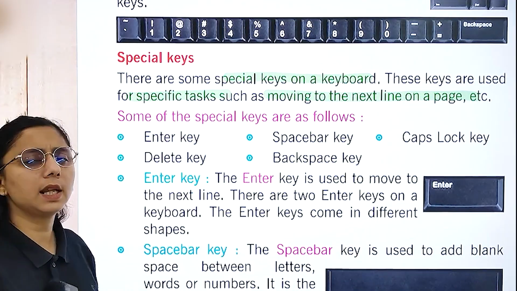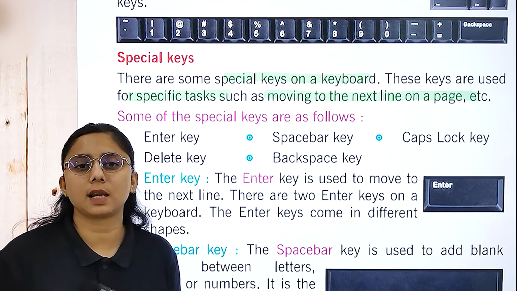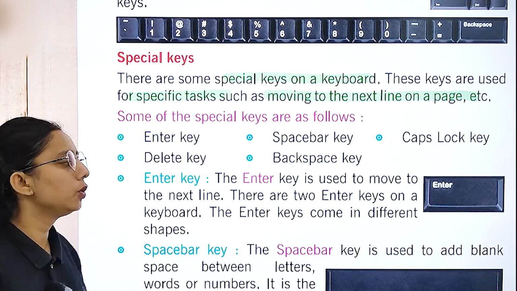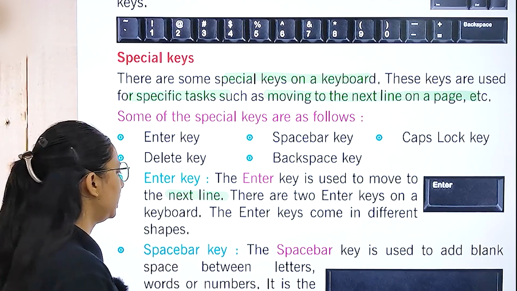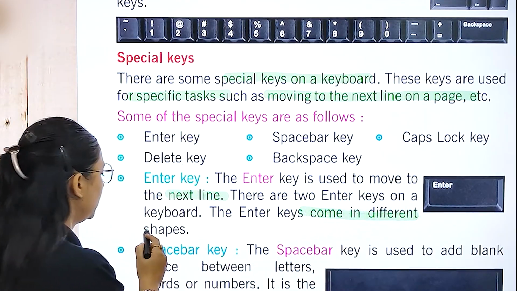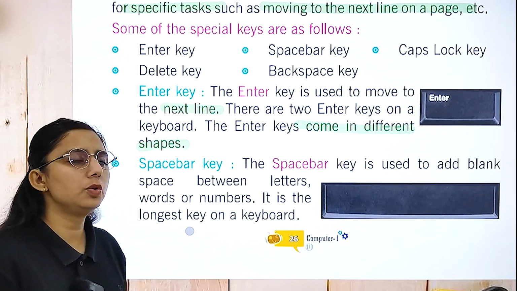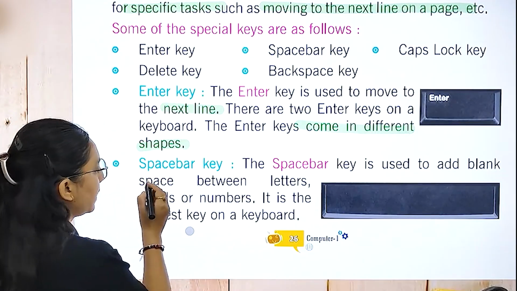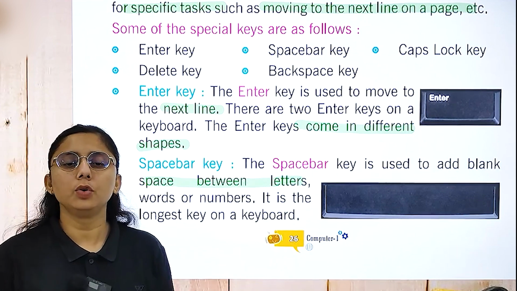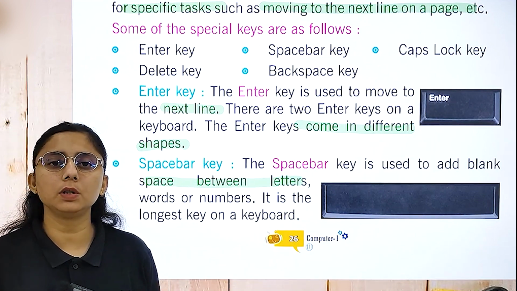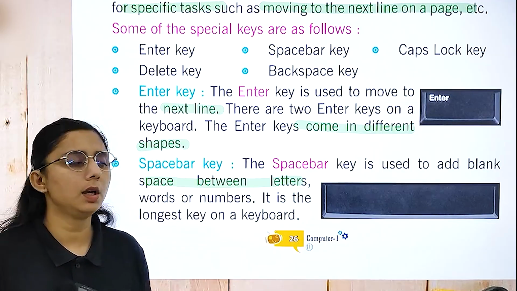Some of the special keys, like the enter key. The enter key is used to move the cursor to the next line. If you have to go to the next line, you will use the enter key. There are two types of enter key, and they come in different shapes. Next is the space bar key. It is used to add blank space between two letters, words, or numbers. If you have to do spacing between two numbers or words, you will use the space bar key, and it is the longest key of the keyboard.